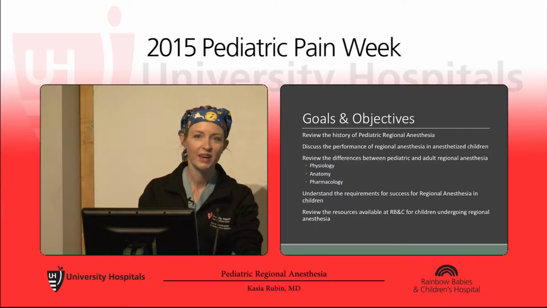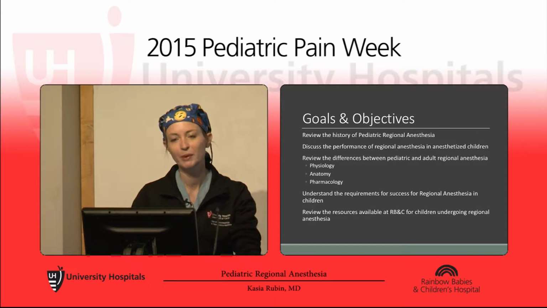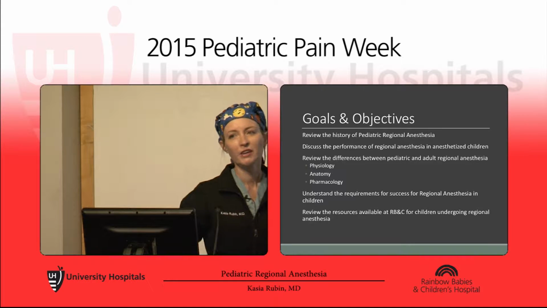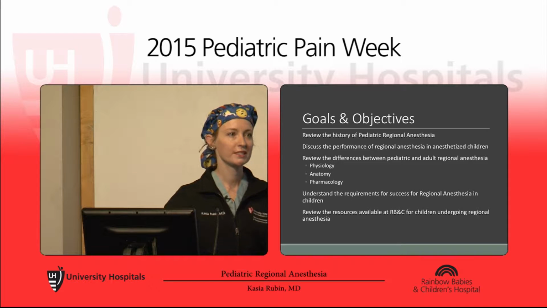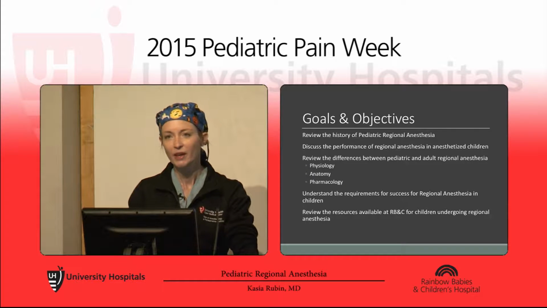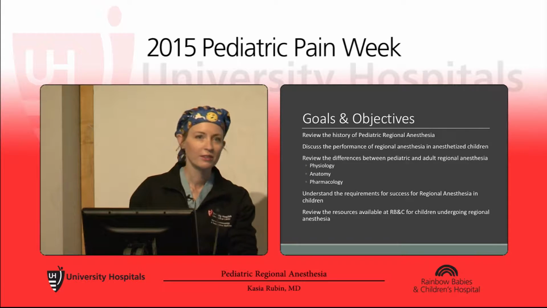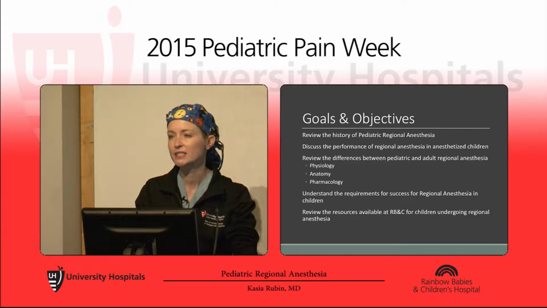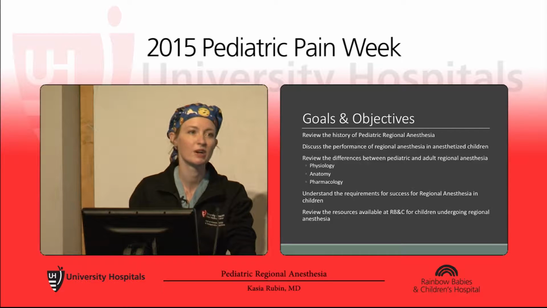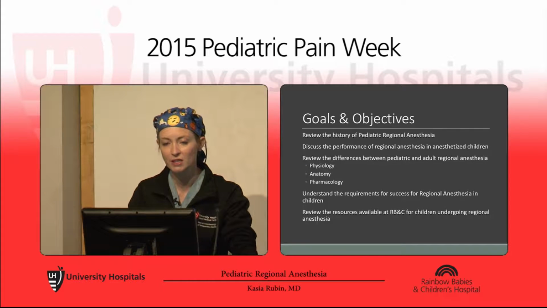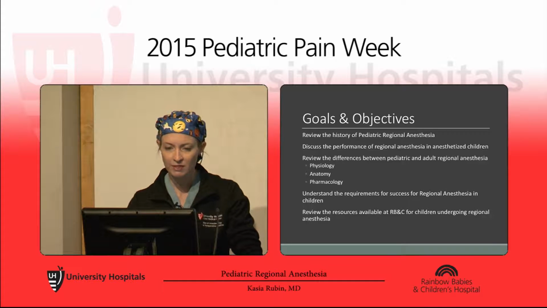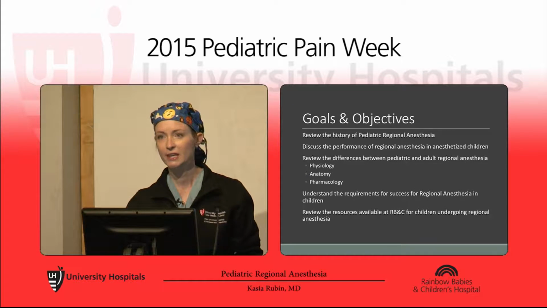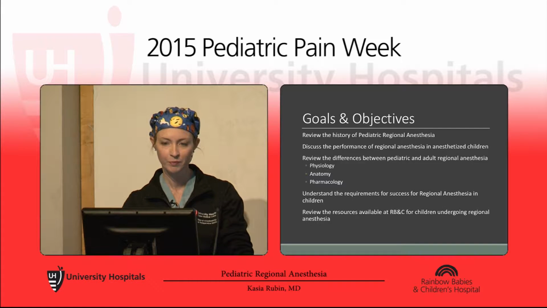Goals and objectives, which we have to hit on every lecture. We're going to talk about a little bit of history and talk about the performance of regional anesthesia. I know you do this in adults and do tons of patients on the adult side, but the goal is to give you a basic understanding of some of the differences and the key aspects of why kids are significantly different than adults. If we have time, we can touch on some of the resources that are available at Rainbow Babies for kids undergoing regional anesthesia.